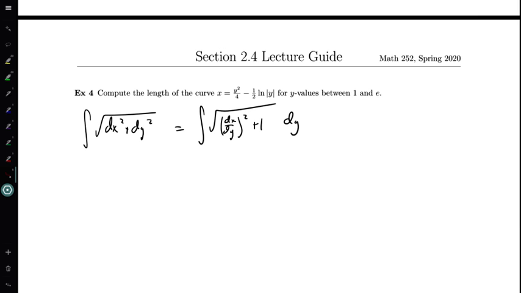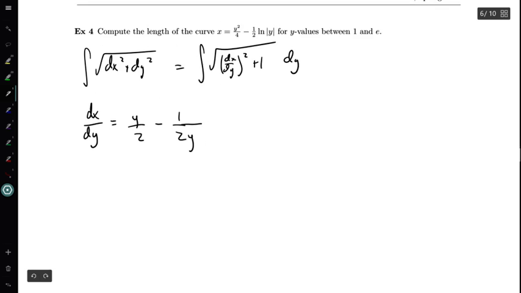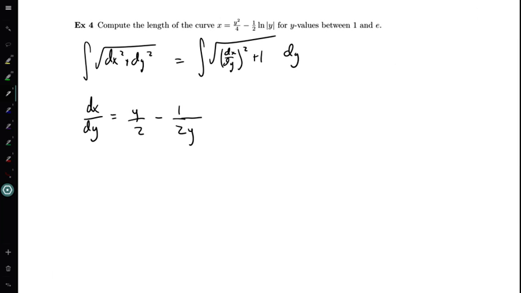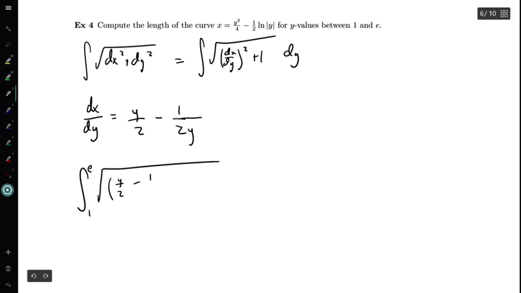So in fact, that is what I want to set up here. And I want to think about what is dx/dy in this case. So the derivative of x with respect to y, I can apply my power rule for the first term. That's going to be y over 2. For the second term, the 1/2 sticks around, and I know the derivative of natural log of absolute value y is 1 over y. Fairly straightforward computation for dx/dy. I know that I am working with y values between 1 and e, and so what I want to integrate here is the square root of dx/dy squared, so y over 2 minus 1 over 2y, squared, plus 1.